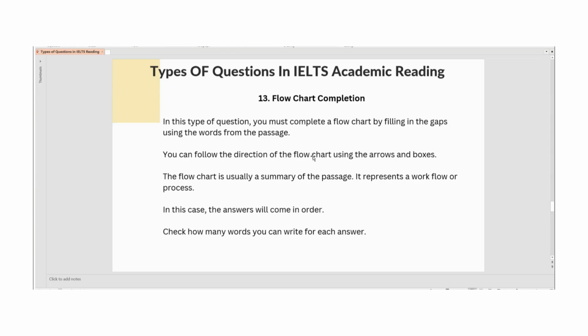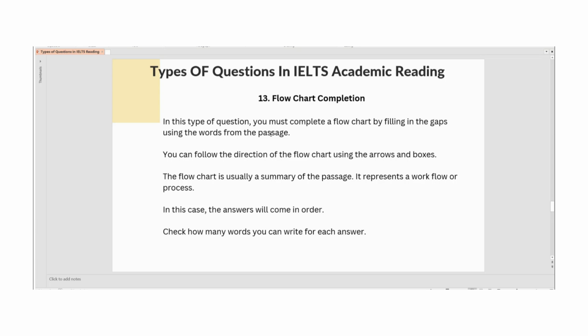Moving on to flow chart completion, question type number 13. In this type of question, you must complete a flow chart by filling the gaps using words from the passage. All these question types, diagram labeling, table completion and flow chart completion, are quite similar to each other.